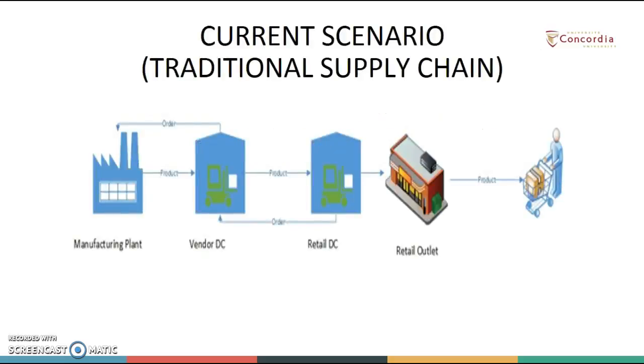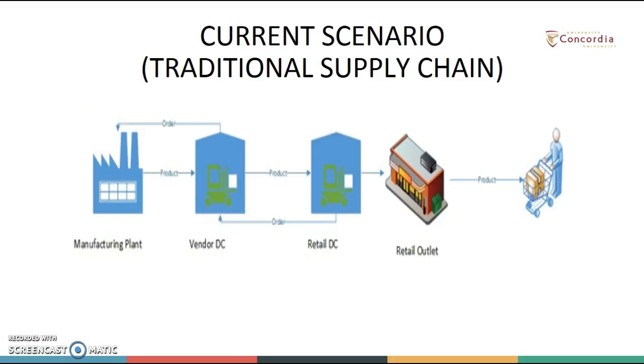Let's go through the current scenario, the traditional supply chain. The current system consists of four components. They are the manufacturing plant, the vendor distribution center, the retail distribution center and the retail outlet. The four players are linked together through a downstream feed forward flow of materials and upstream feed of information.